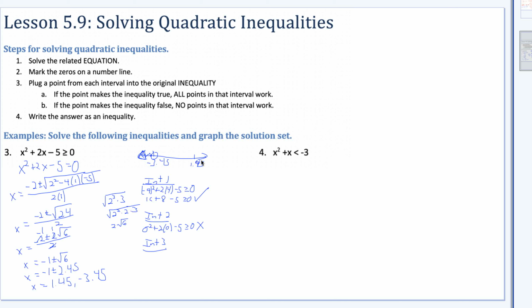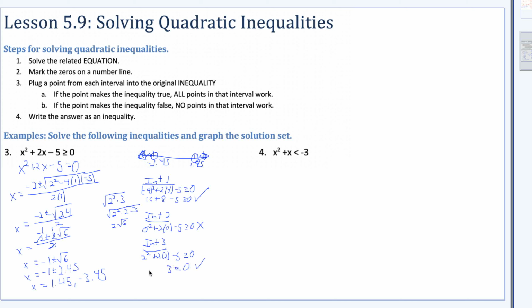And we'll check somewhere to the right of 1.45. Let's try 2. So we have 2 squared plus 2 times 2 minus 5. We want to check if that's greater than 0. And we have 4 plus 4 is 8 minus 5 is 3. 3 is greater than 0. So that's a check. And so this works over here.